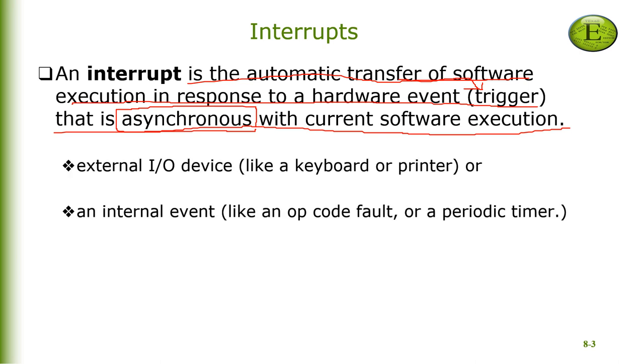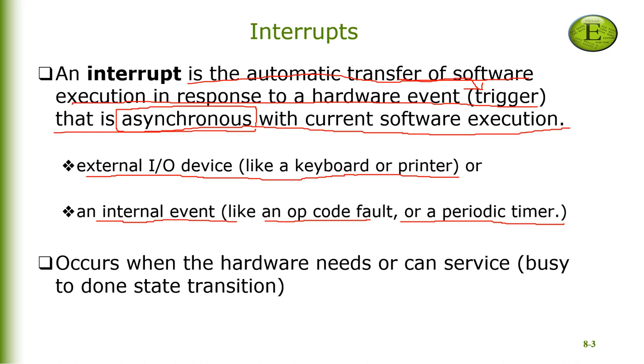Examples of interrupts include the interrupt generated by an external I/O device like a keyboard or a printer. However, an interrupt can also be generated as a result of an internal event, like an opcode fault, or due to the periodic timer, that is, when the timer has finished its first round of countdown. Interrupts are important, and they typically occur when the hardware needs some service. We're going to discuss that in a bit more detail in the next few slides.